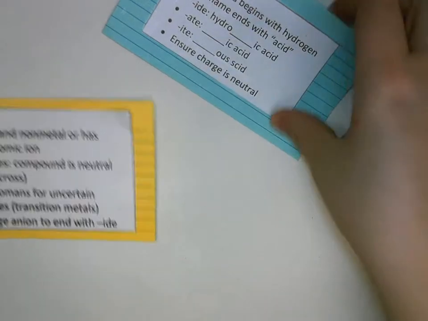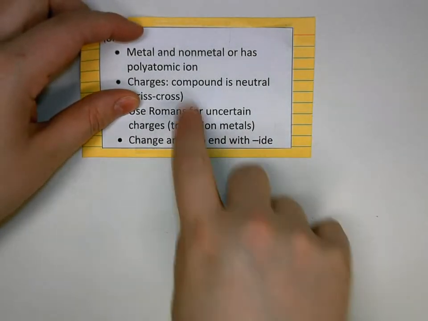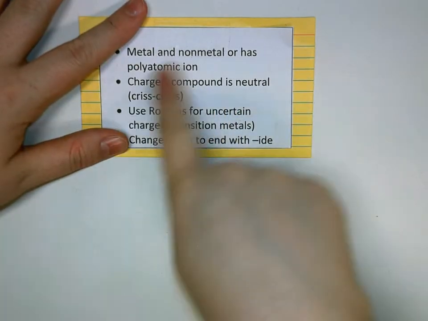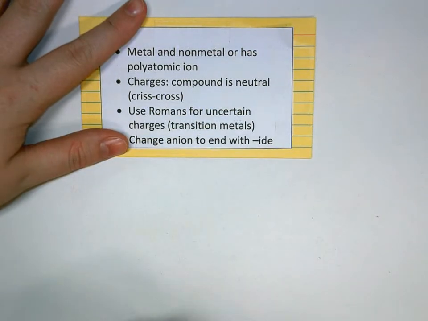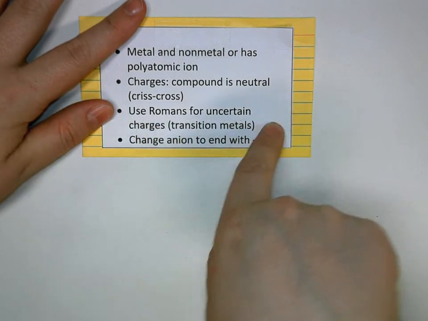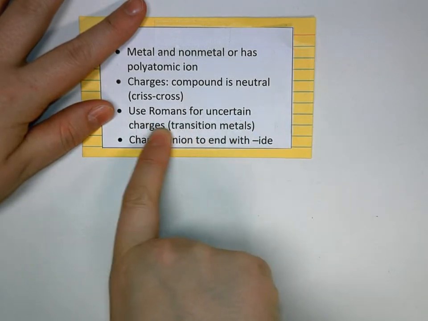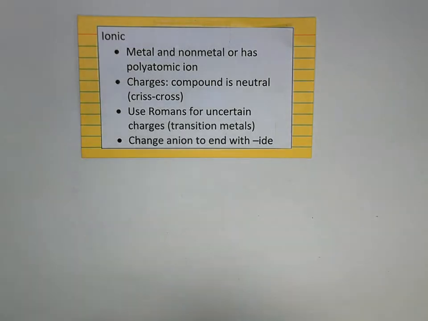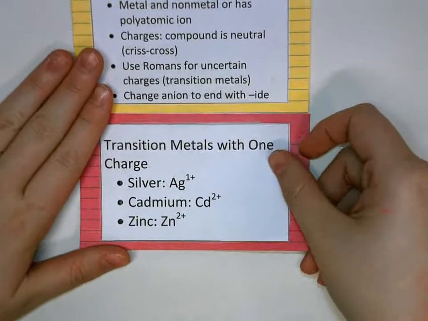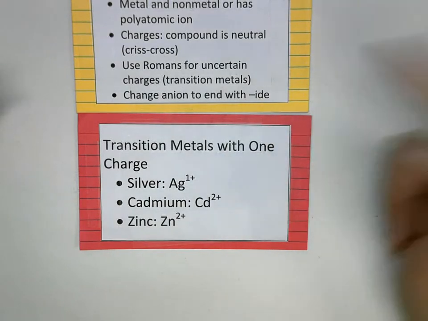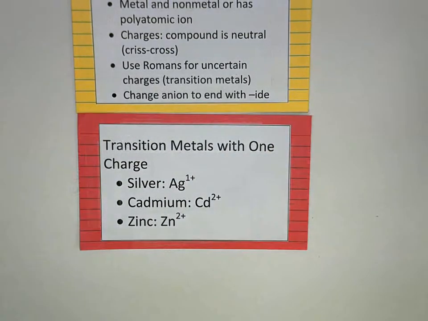So just to review, an ionic compound is going to be a metal and a nonmetal, or we've got a polyatomic ion, and I always want these to be neutral. So I can do this by crisscrossing, but you should always double check to make sure that your charges are neutral whenever you crisscross. I need to use Romans for uncertain charges, so that's specific for transition metals, and change the anion to end with "ide." Now there are some transition metals that have only one possible charge, so these ones wouldn't need Roman numerals: silver, cadmium, and zinc. Silver's +1, cadmium and zinc are both +2.